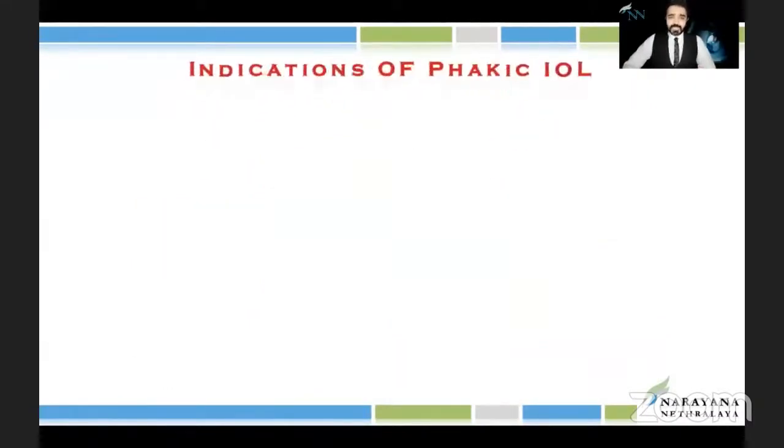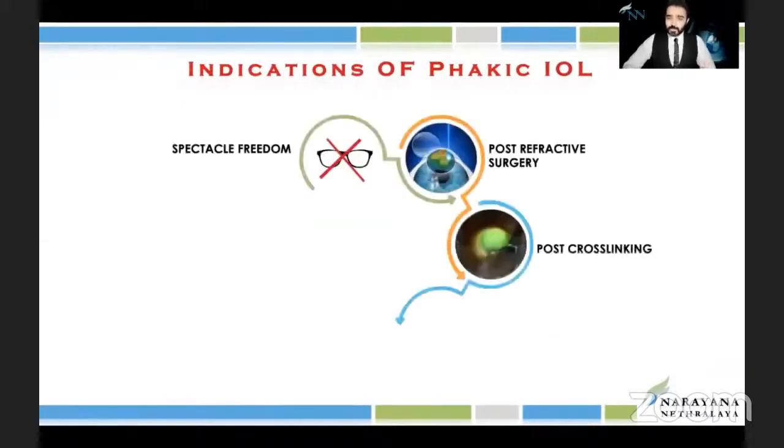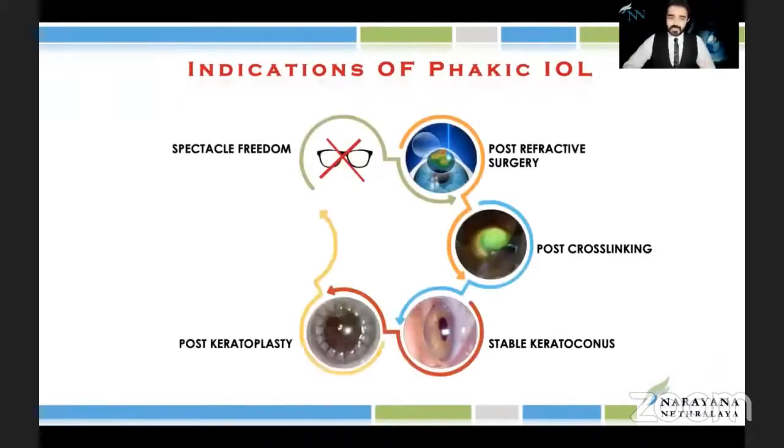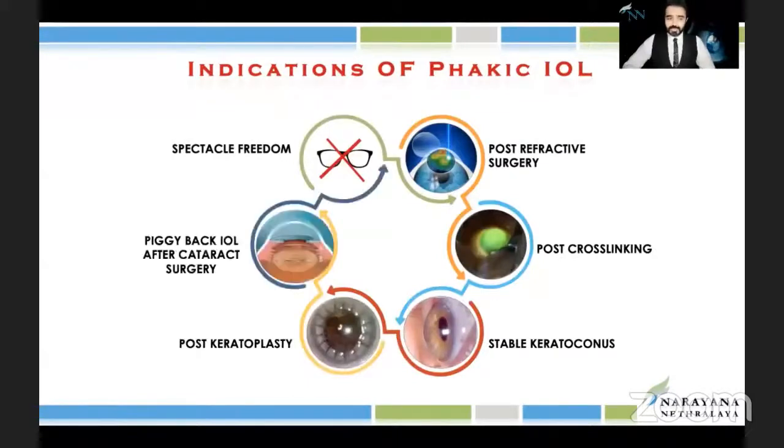Now, there are many indications to implant a phakic IOL. Other than just a virgin eye, you can also use it in post-refractive, post-cross-linking, even stable keratoconus, post-keratoplasty, and in piggyback IOLs in post-cataract surgery.